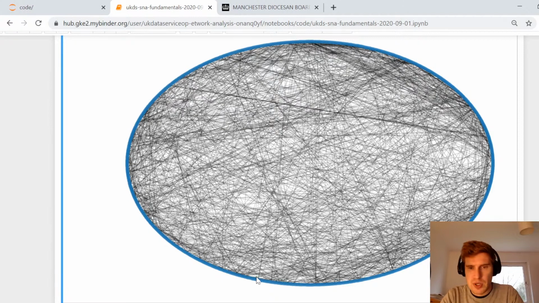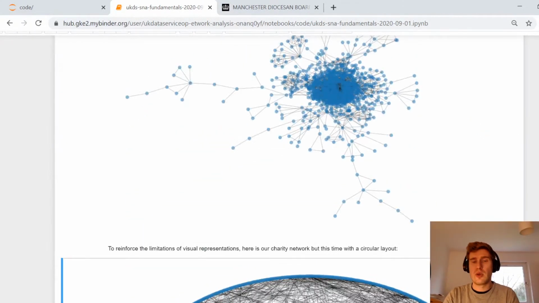So you can somewhat see that this charity here, if you follow one of the lines, is connected to this charity here. Again, exact same network data, but this time I have absolutely no way of divining how many connections are in this network. Which charity has the most connections? Maybe this charity here because the line is denser? I really don't know.